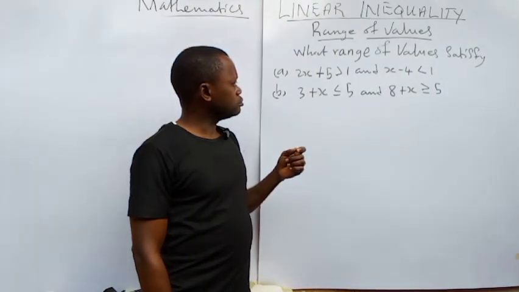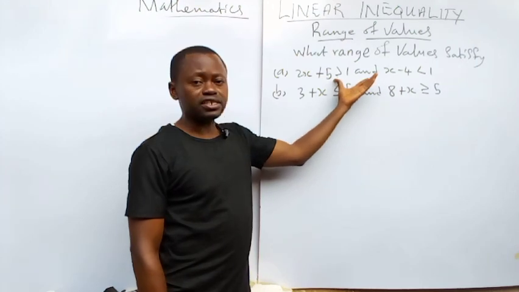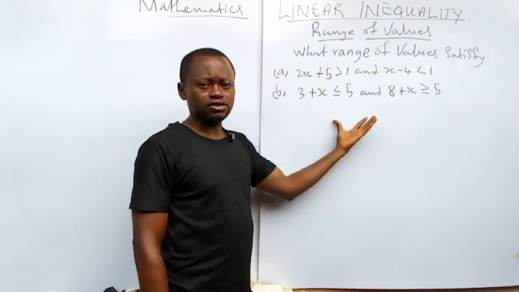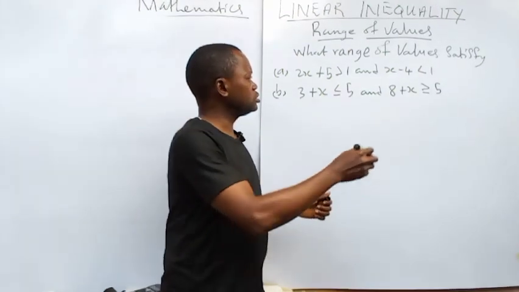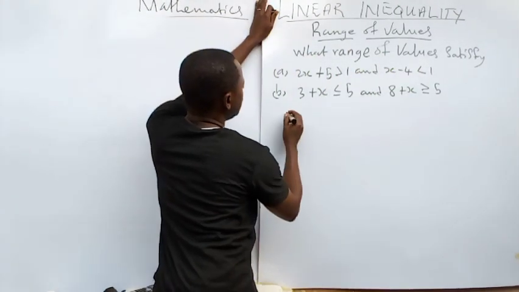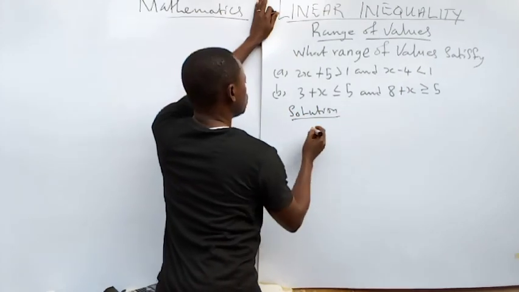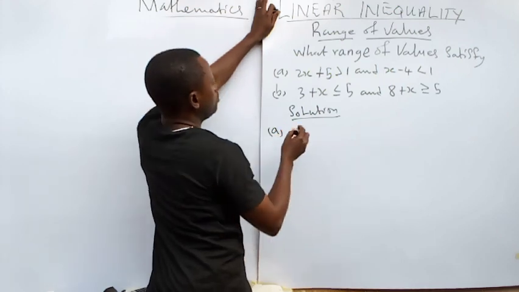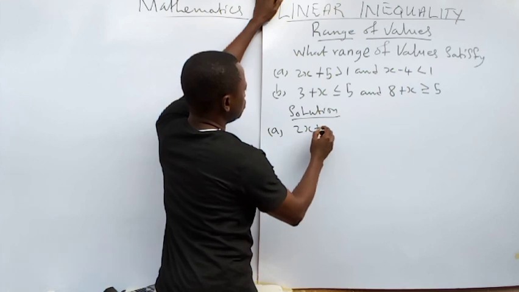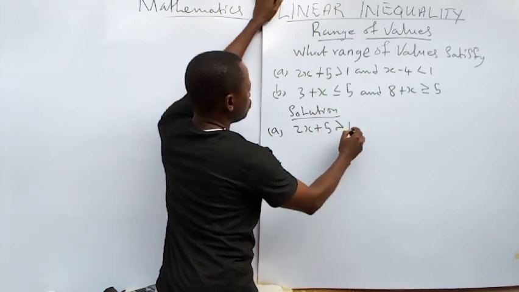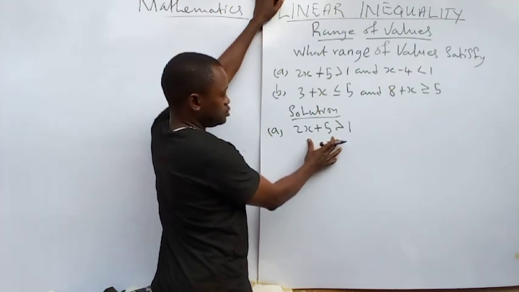These questions, one is expected to simplify them and present the results in a range. So you are going to see how I'm going to do it. So if you have a problem like this, solution. The first one, A. If I have 2x plus 5 greater than 1, the simple thing I do here is just to collect the like terms.